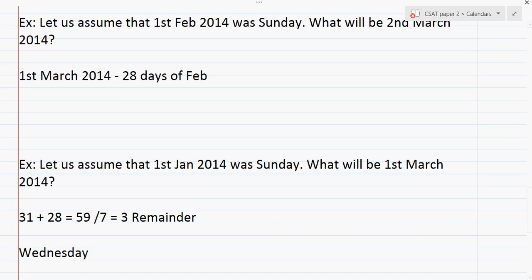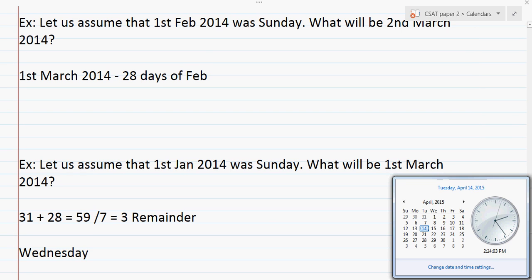Let's look at the calendar itself. So we are right now talking about non-leap years, right? 2014 was a non-leap year. So 1st January was a Thursday. Now the remainder remains the same, right? Irrespective of what 1st January is, the remainder remains the same. It means we have to add 3 to Thursday, which means Friday, Saturday, Sunday. So 1st March 2014 is a Sunday, right?